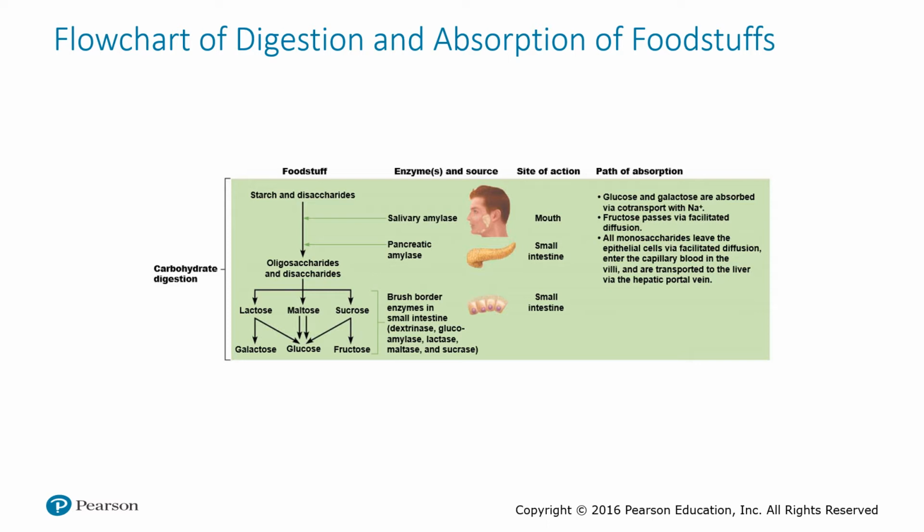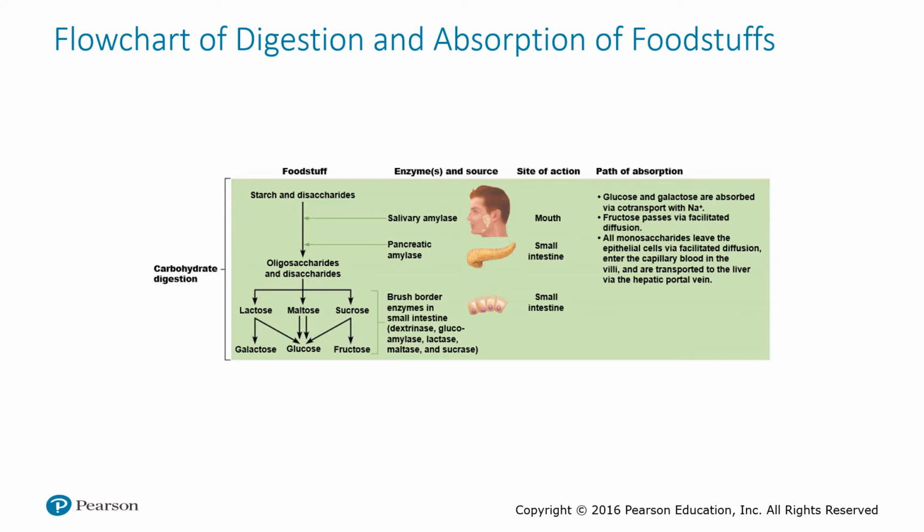So let's talk about carbohydrates and how we digest them. If you look at the chemical structure of a carbohydrate, it's a very complex structure. So only the monosaccharides can be absorbed. The starch and disaccharides are broken down into the oligosaccharides as well as disaccharides. This begins in our mouth with the enzyme known as salivary amylase.